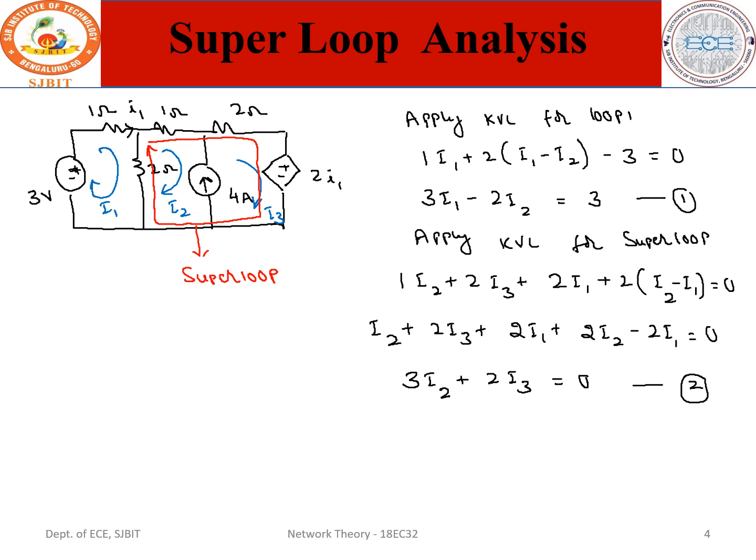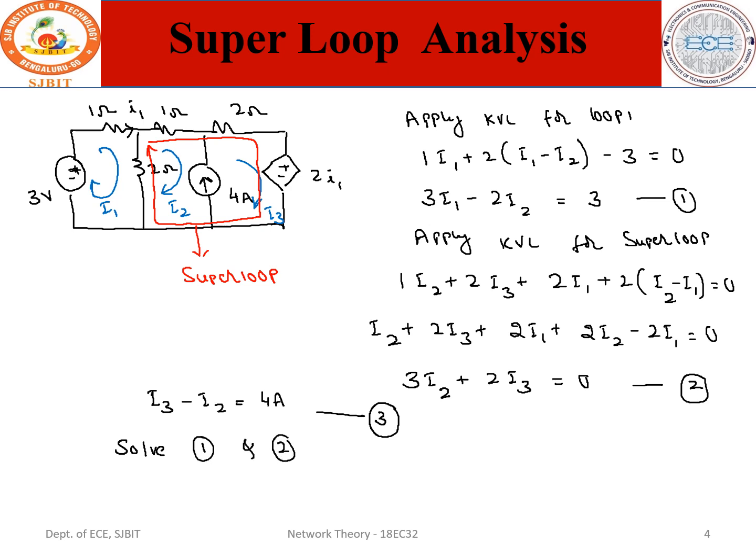And you can write one constraint equation. The 4 amps is in the same direction as I3, therefore I3 is greater than I2. Therefore you can write the constraint equation as I3 minus I2 is equal to 4 amps. Call this equation 3. Now you can solve equations 1, 2 and 3.